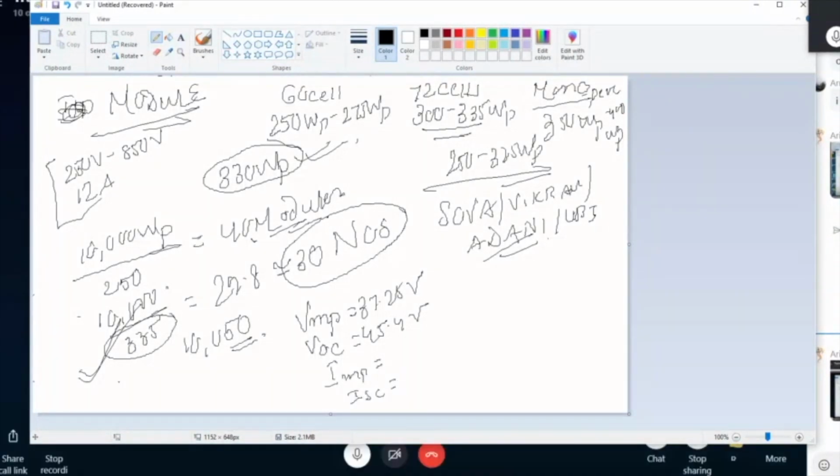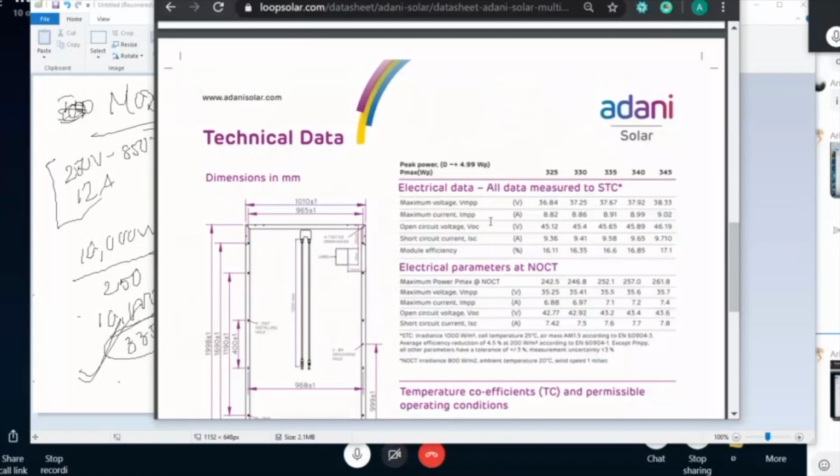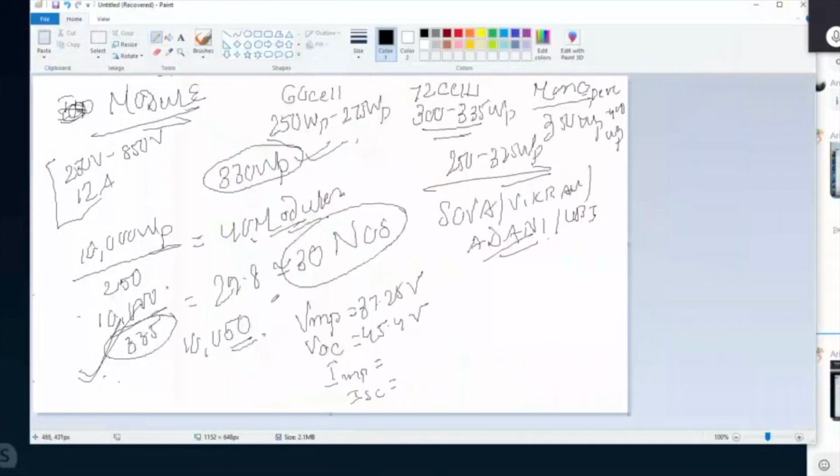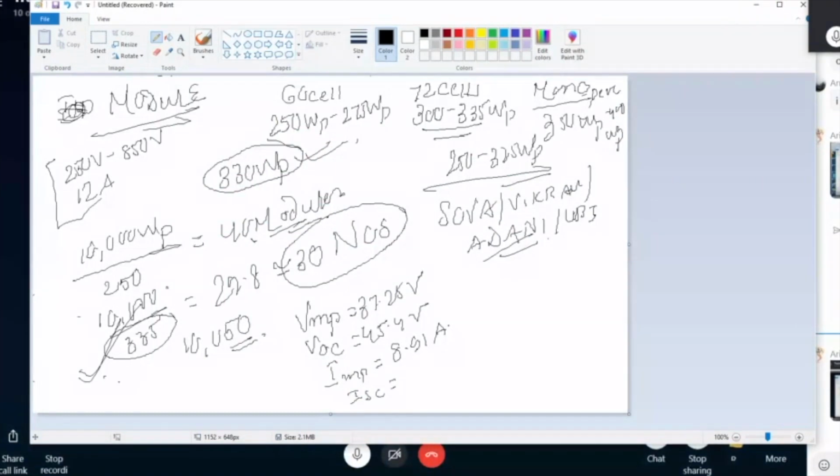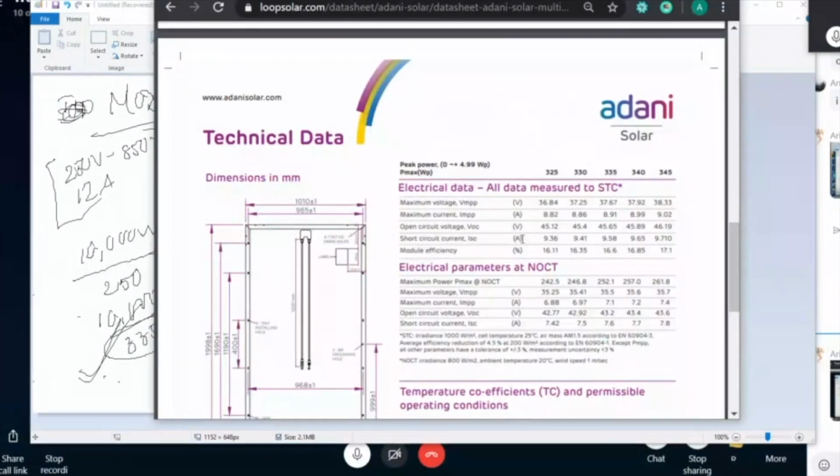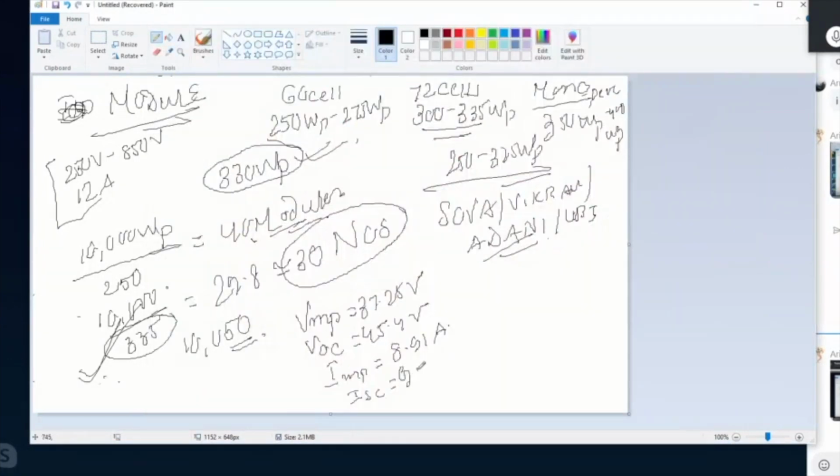So let's check the value of IMP. IMP is 8.91 amps, and last we are checking ISC, that is 9.58. Yesterday we again discussed that it's the short circuit current. So the short circuit current amount will always be more than the maximum power current we are looking for.